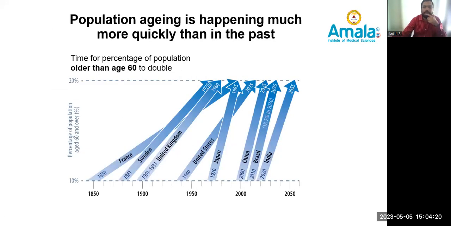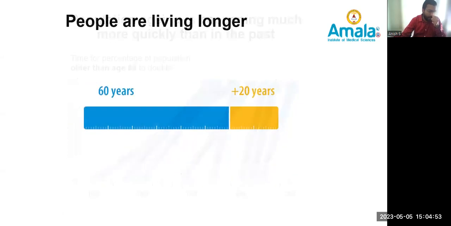Population aging is happening much more quickly than in the past. You can see that the time taken for the population older than age 60 to double is just 35 years. From 2020 to 2055, the percentage of the population above 60 will double that of what it is now for India. Whereas it has taken so long for France, Sweden, and the United Kingdom to double, it is going at a fast rate in India. We will have around 19% of our population elderly by the year 2035, according to the longitudinal aging study.